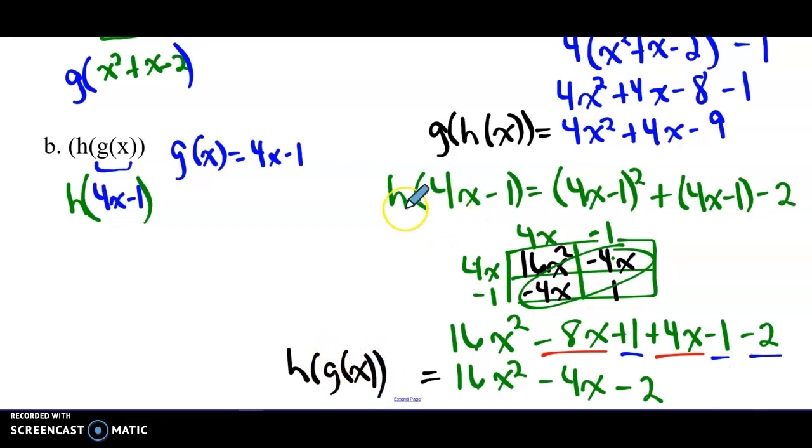Just to make a quick note, some students end up wondering, what happens to h of 4x minus 1? Remember, that is just what you're replacing your x with.